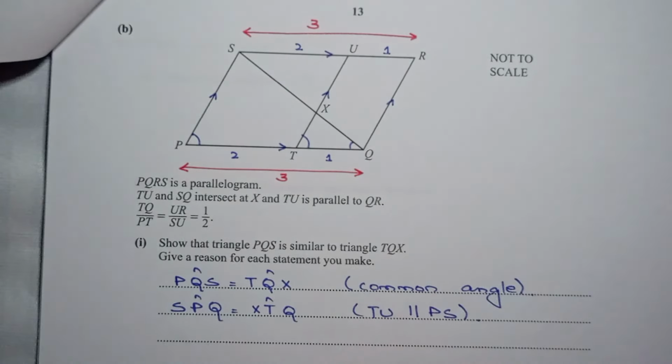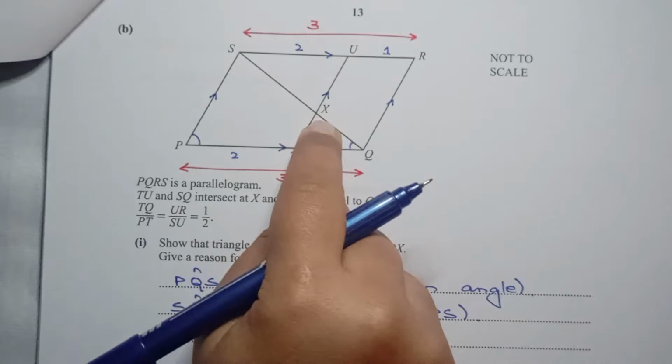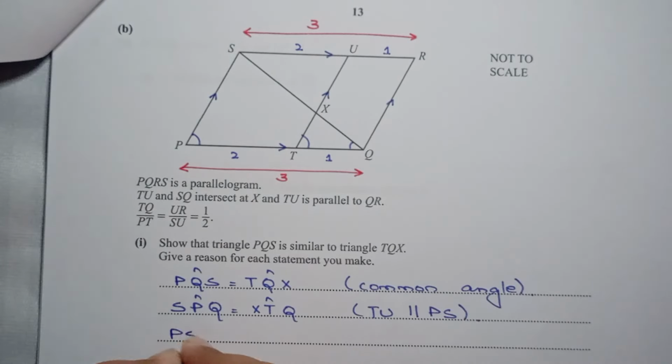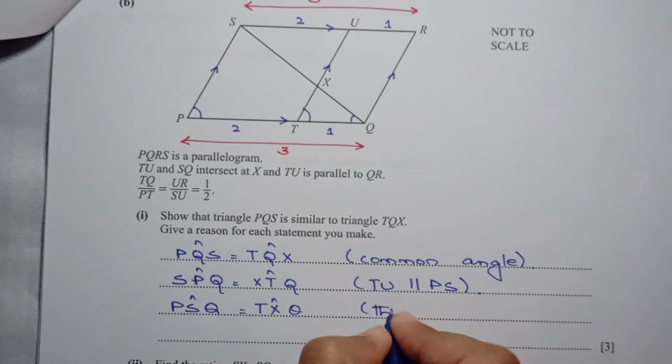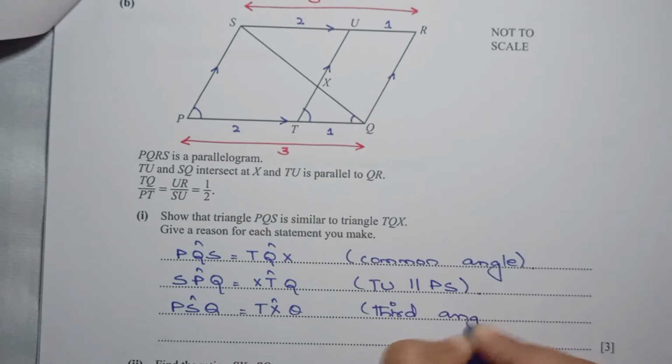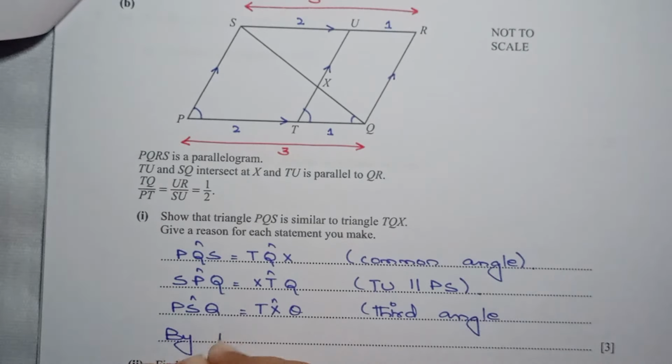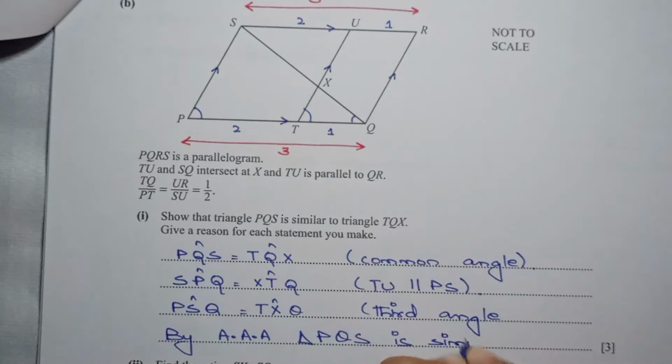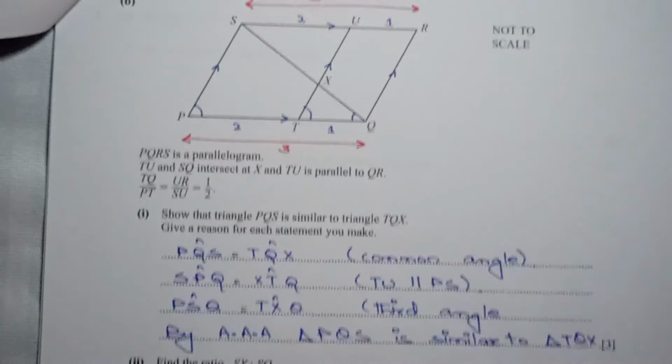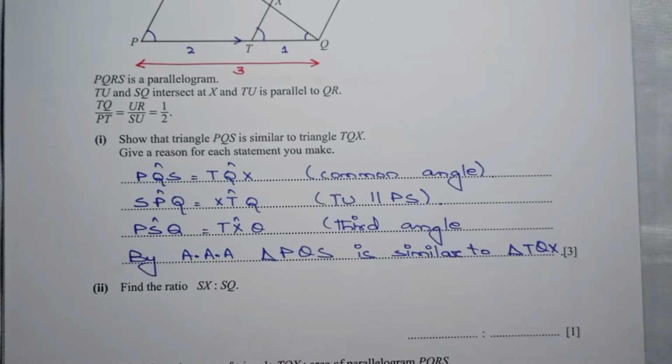And when we are done with the two angles, the rest of the angle left is S and X. So we can say that angle PSQ is equal to the angle TXQ. This is the third angle in a triangle. So by using the angle postulate, triangle PQS is similar to triangle TQX. Okay. Now for the second part, find the ratio SX to SQ.